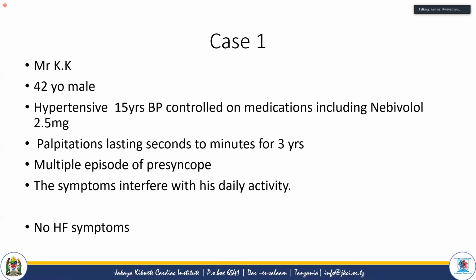So this is case number one. This is a 42-year-old male. He's been hypertensive for the past 15 years, with blood pressure controlled on antihypertensives, including Nebivolol 2.5. This man has a history of recurrent palpitations lasting seconds to minutes for the past 3 years. He also reported a history of pre-syncope. When it appears, this palpitation tends to interfere with daily activities, but this patient is not reporting any history of heart failure.